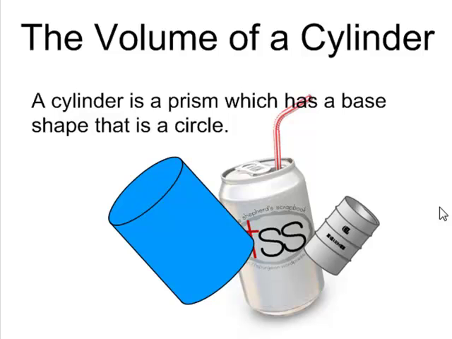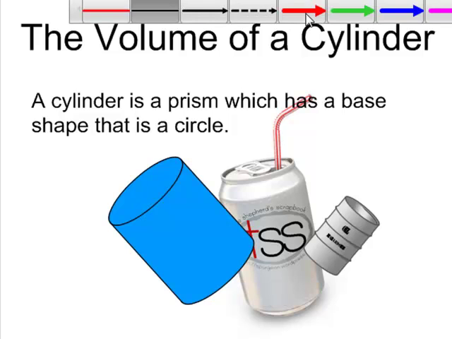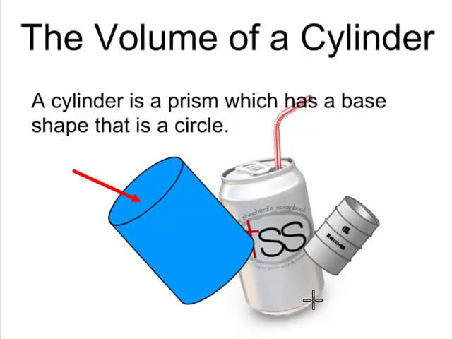Today we're going to examine the volume of a cylinder. A cylinder is a prism which has a base shape that is a circle. You can see that with some of these objects. The blue cylinder, the pop can, and the oil drum all have identical faces on opposing sides that are circles.